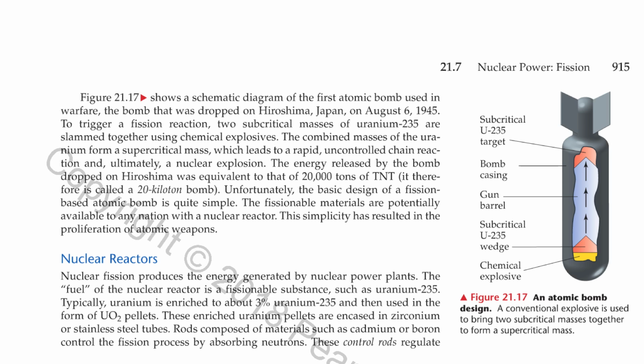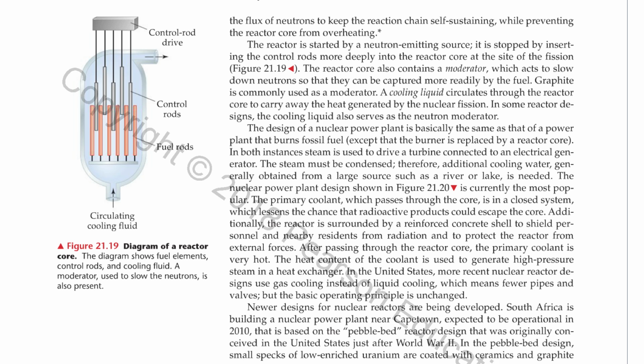Rods composed of materials such as cadmium or boron control the fission process by absorbing neutrons. These control rods regulate the flux of neutrons to keep the chain reaction self-sustaining while preventing the reactor core from overheating. The reactor is started by a neutron-emitting source. It is stopped by inserting the control rods more deeply into the reactor core at the site of the fission. The reactor core also contains a moderator, which acts to slow down neutrons so that they can be captured more readily by the fuel. Graphite is commonly used as a moderator.